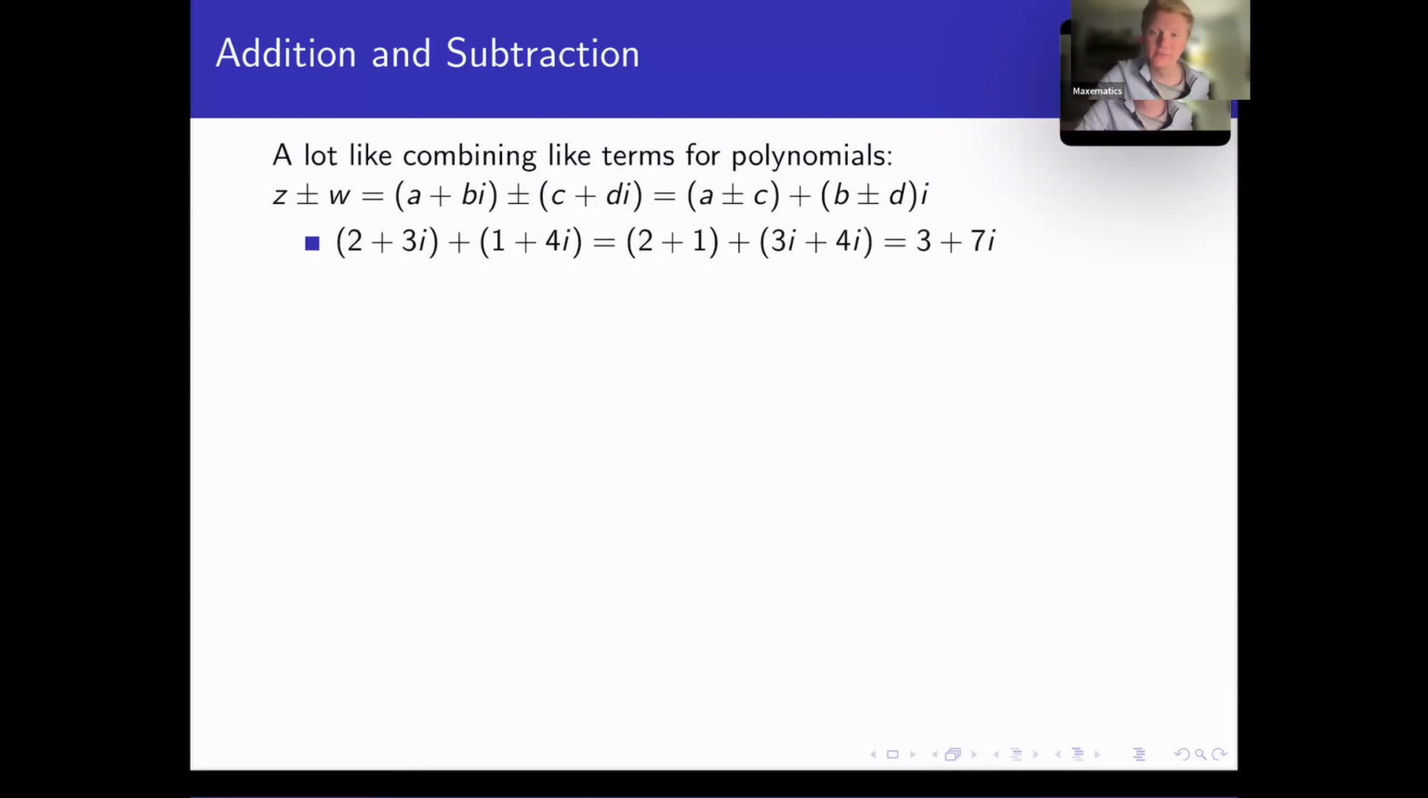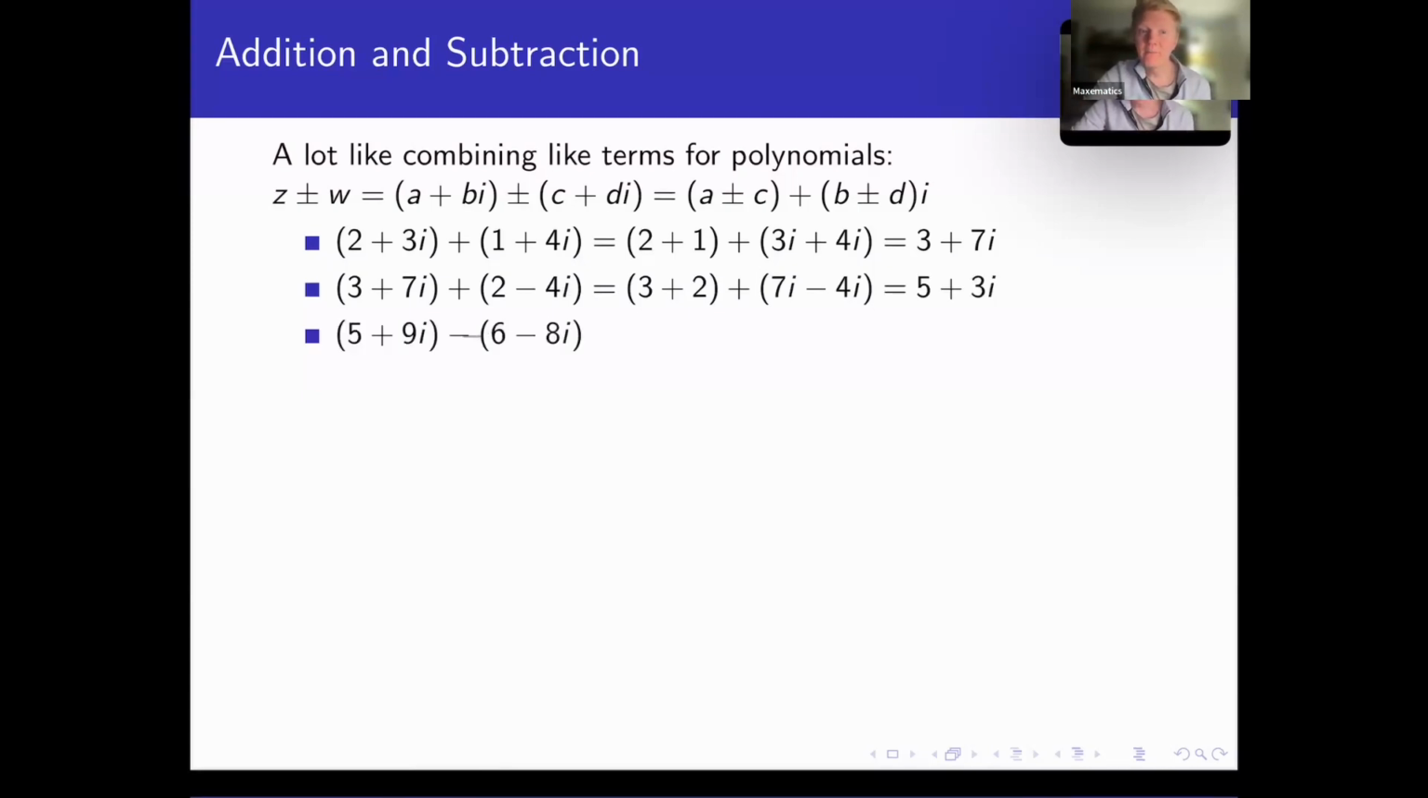If you want to substitute x in for i, just so it's a little bit easier to look at, that's totally fine too. 3 plus 7i plus 2 minus 4i, we're going to add the real parts, 3 and 2, and then add 7i and negative 4i, or just subtract 7i and 4i. 3 plus 2 is 5, 7i minus 4i is 3i.